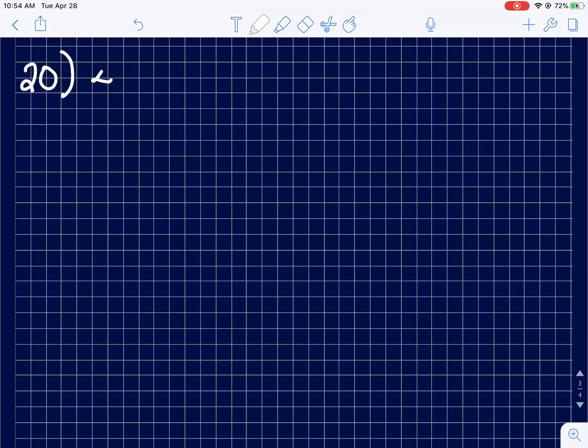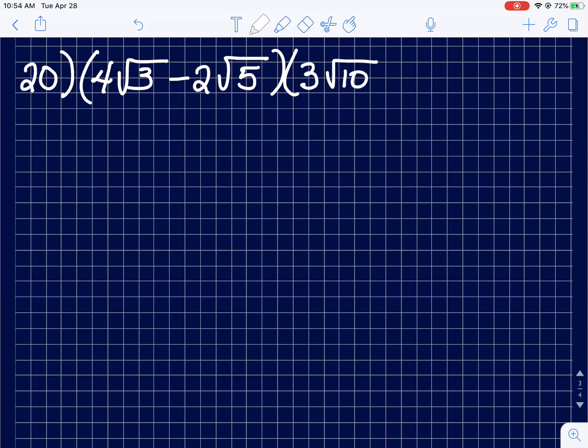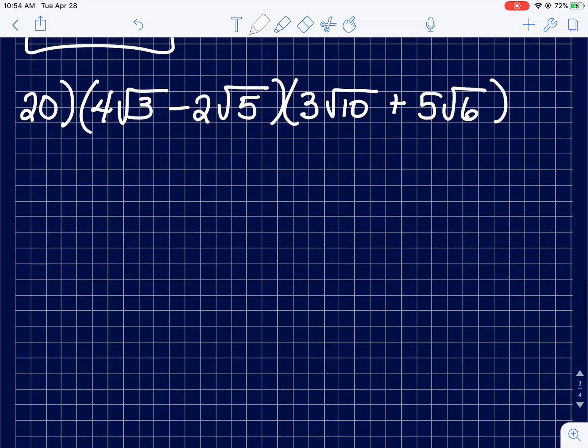Number 20 is 4 root 3, parenthesis 4 root 3 minus 2 root 5, close parenthesis, open a new parenthesis, 3 root 10 plus 5 root 6, close parenthesis. Okay, now with this one, I'm going to do FOIL on this, and then I'll do box on 21. So I'm not going to do it twice.